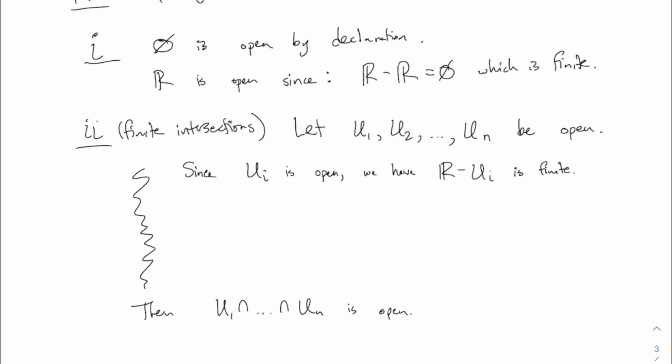All right, and what I want to show is the thing at the end. I want to show that that thing is open. What is that thing? That would mean that R minus this intersection, U1 intersect through UN, I want to show that that is finite, right? Because that's what it means for that thing to be open, is that the complement is finite. Can you do anything with this? Anybody know some kind of, is there something you can do just playing around with the set theory? Perhaps you remember a rule about the complement of an intersection.